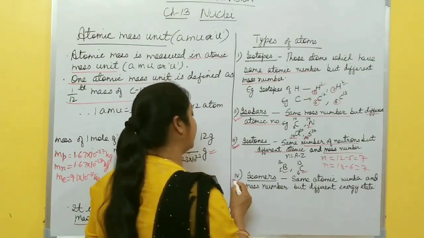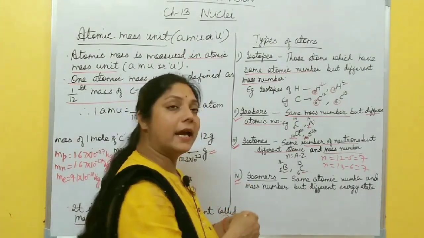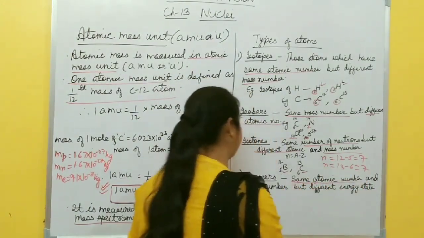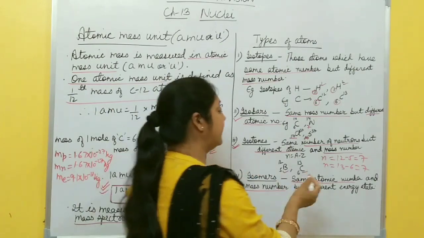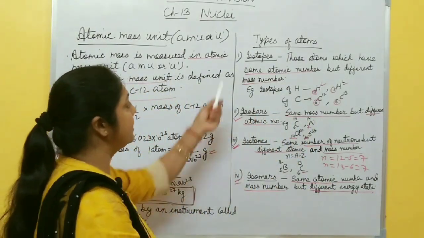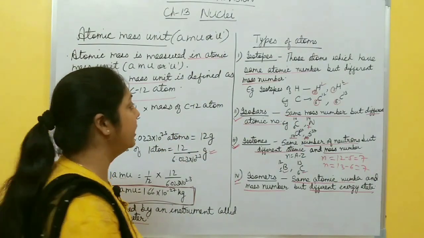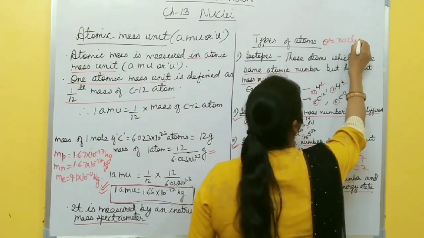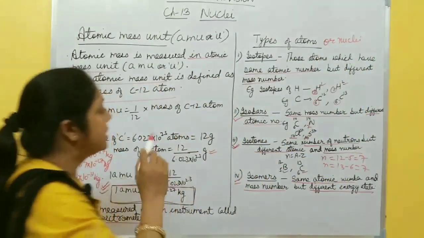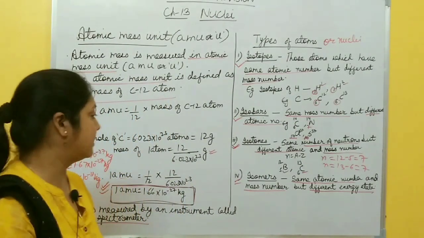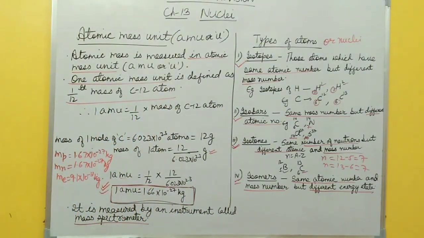And one more, the last one, isomers. Those atoms which have the same atomic number and the same mass number but different energy state, right? So you must revise these 4 types of atoms or nuclei. You can write it as types of atoms or nuclei also. Nuclei is just present inside the atom. First one is isotopes, then isobars, then isotones and isomers, right? So please take a screenshot of this one.